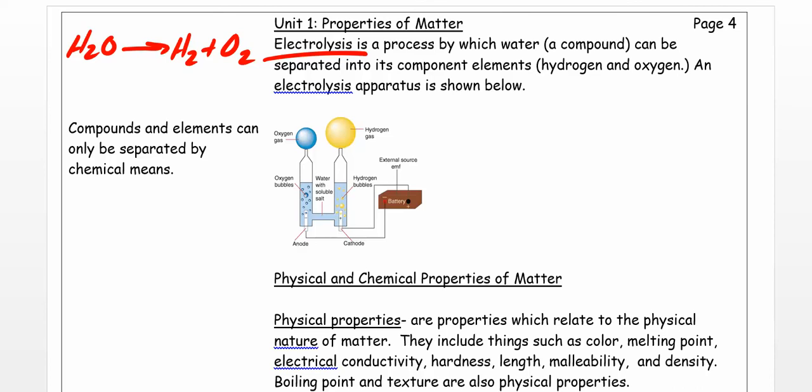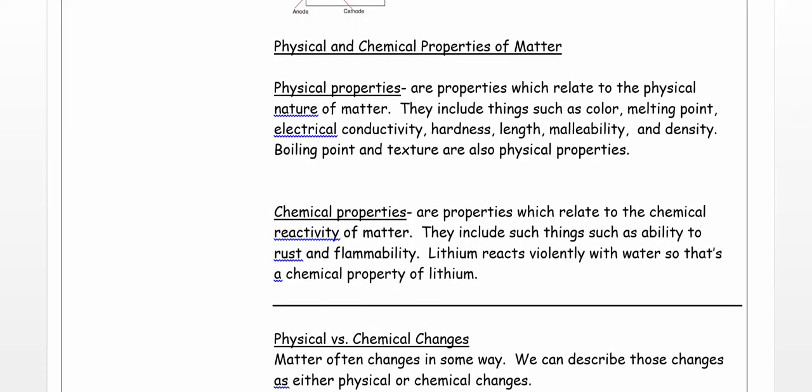All right? So now we've looked at a physical separation technique, that's distillation, and we've looked at a chemical separation, that's electrolysis. Let's talk a little bit about the physical and chemical properties of matter. Physical properties are properties which relate to the physical nature of matter. They include such things as color, melting point, electrical conductivity, hardness, length, malleability, and density. Boiling point and texture are also physical properties.